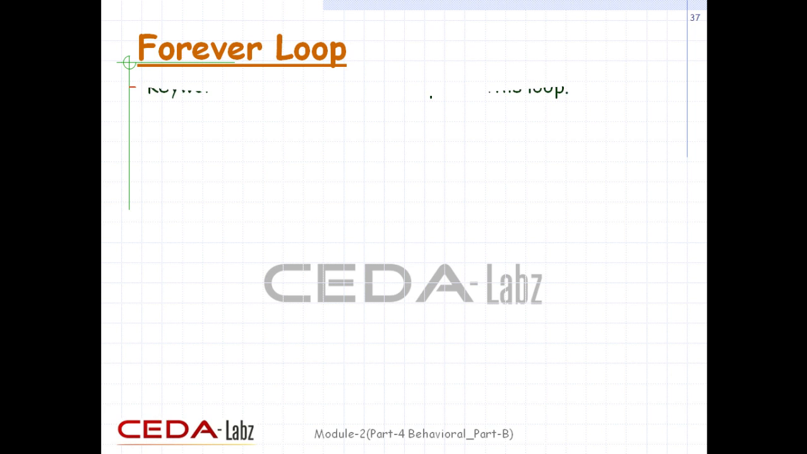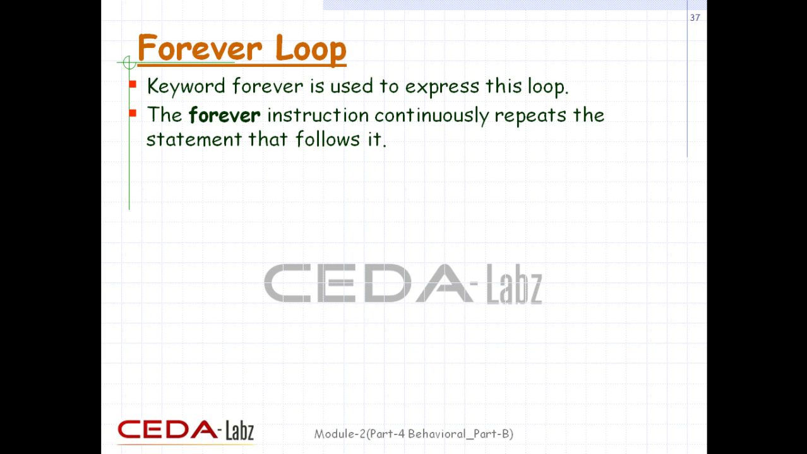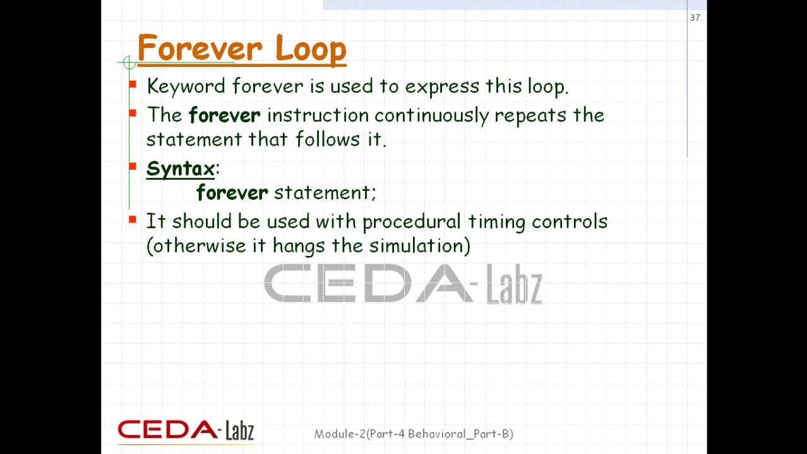The keyword forever is used to express this loop. The loop does not contain any expression and executes forever until the $finish task is encountered. The loop is equivalent to a while loop with an expression that always evaluates to true, for example, while 1. A forever loop can be exited by use of the disable statement.